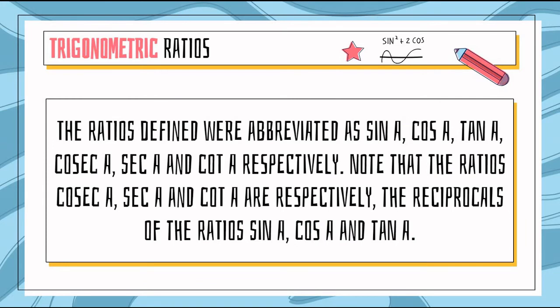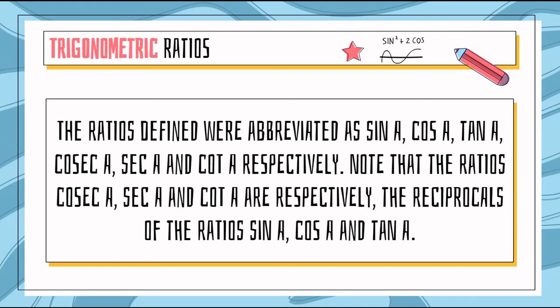So the ratios defined before were abbreviated as sin theta, cos theta, tan theta, cosec theta, sec theta and cot theta respectively. Here we have used A, so it is going to be sin A, cos A, tan A, cosec A, sec A and cot A respectively. We have to note that the ratios cosec A, sec A and cot A are respectively the reciprocals of the ratios sin A, cos A and tan A.